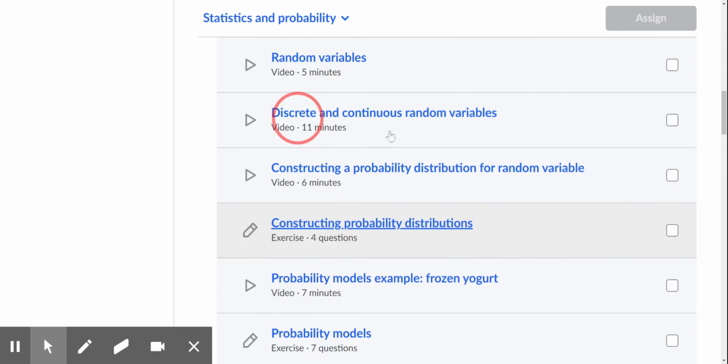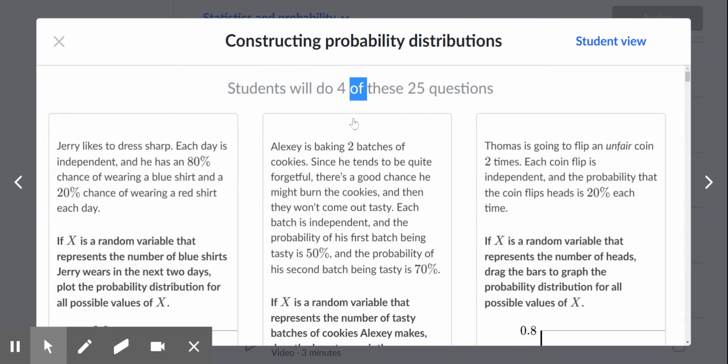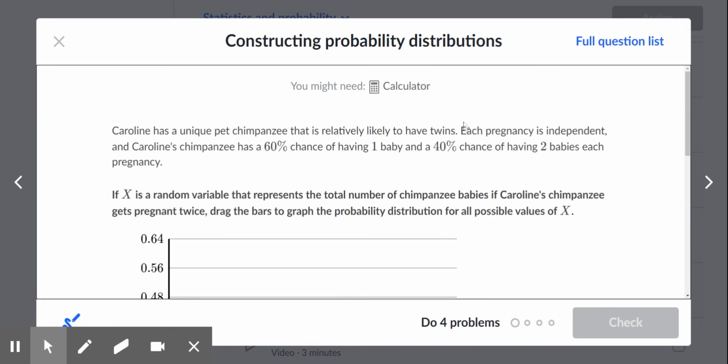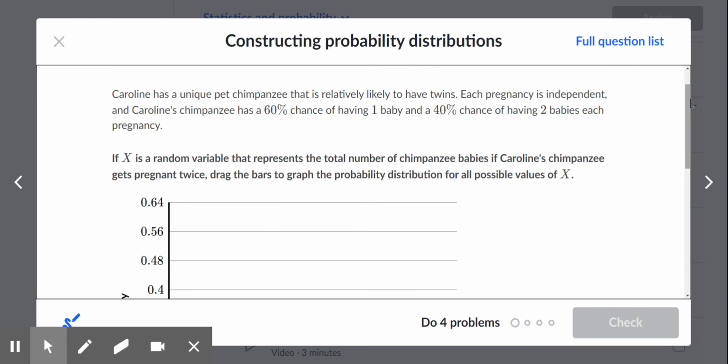Constructing probability distribution. Okay, so let's dive in. So first question says Caroline has a unique pet chimpanzee that is relatively likely to have twins. So each pregnancy is independent, and Caroline's chimpanzee has a 60% chance of having one baby and a 40% chance of having two babies each pregnancy. Okay, so if X is a random variable that represents the total number of chimpanzee babies if Caroline's chimpanzee gets pregnant twice.